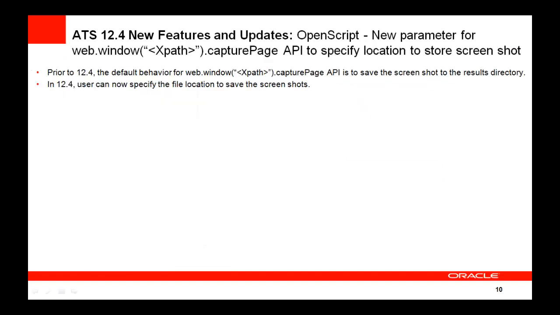In 12.3 and previous releases, the default behavior for the Web Window Capture Page API is to save the screenshot to the results directory. Now in 12.4, users can specify the file location to save the screenshots.